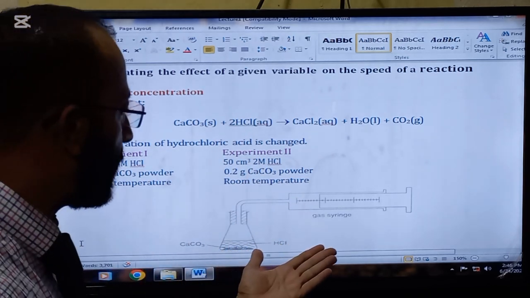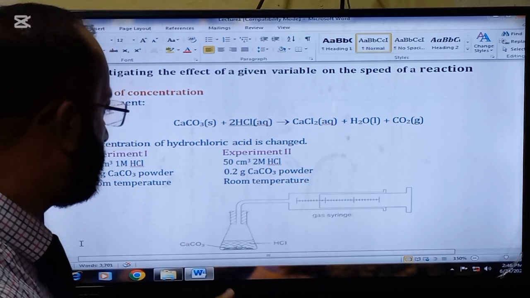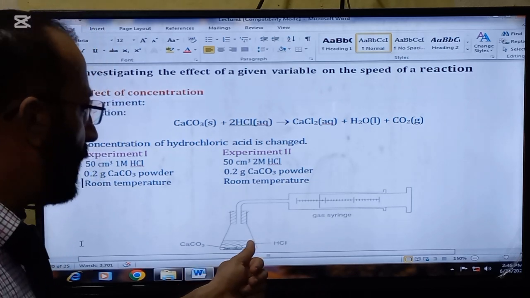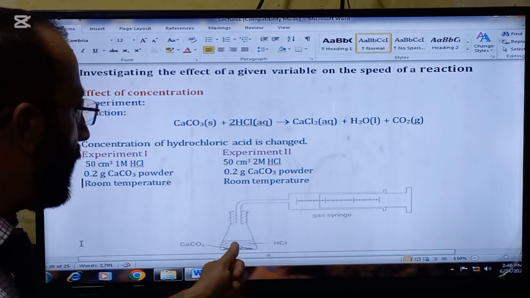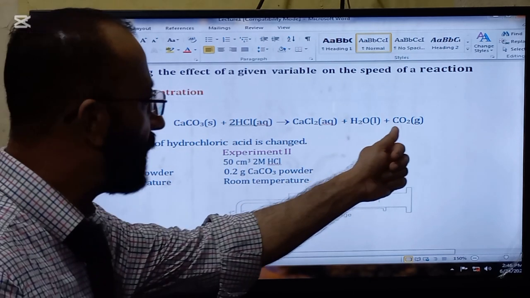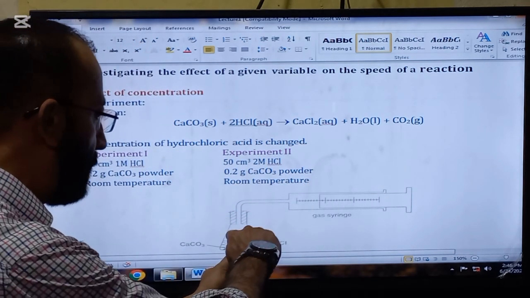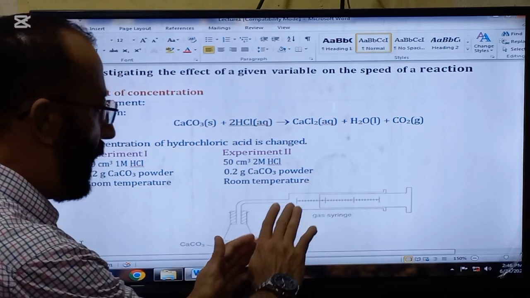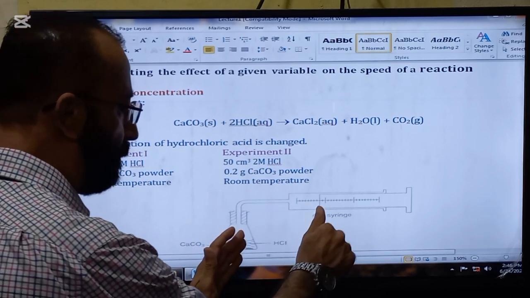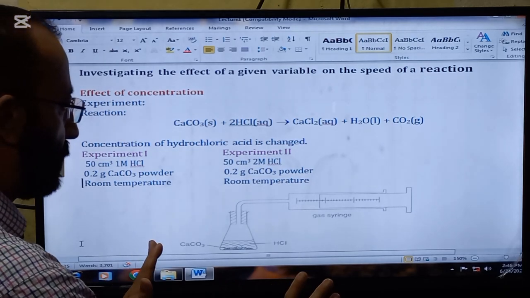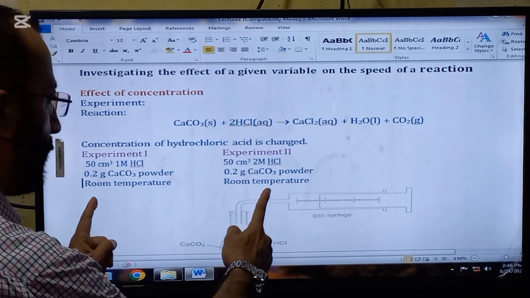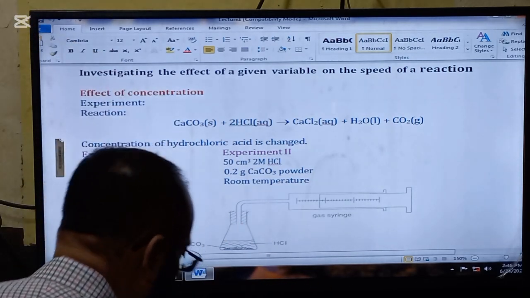So we have changed the concentration of the HCl in these experiments. Here will be the setup, the apparatus in which HCl will be put and some calcium carbonate will be put, and the gas carbon dioxide that will be produced will go into the syringe, and that will push the plunger to the right. So the same experiment is going to be conducted for both conditions.